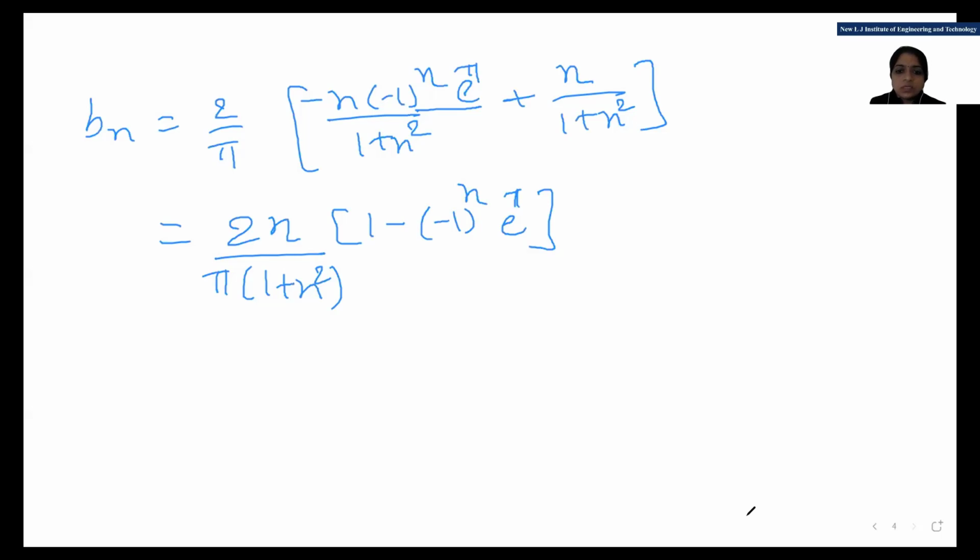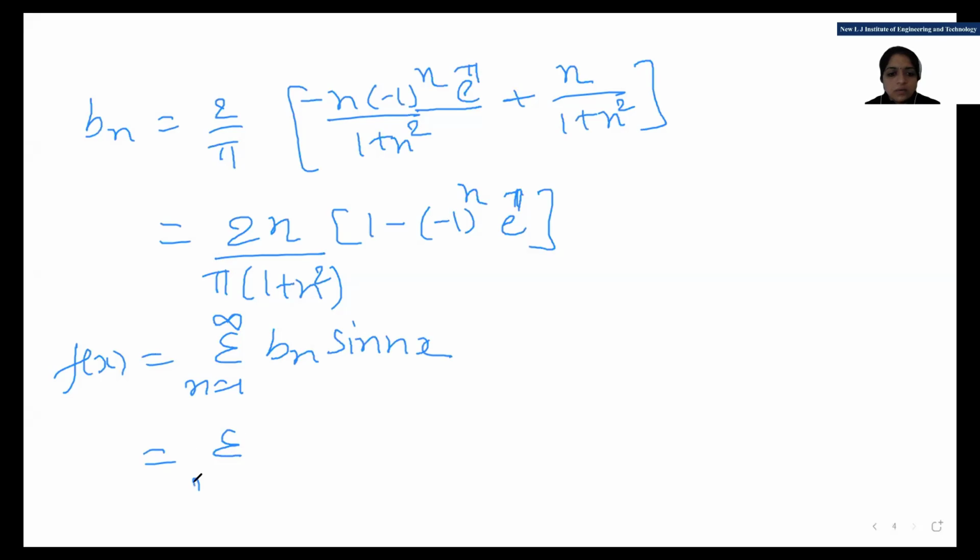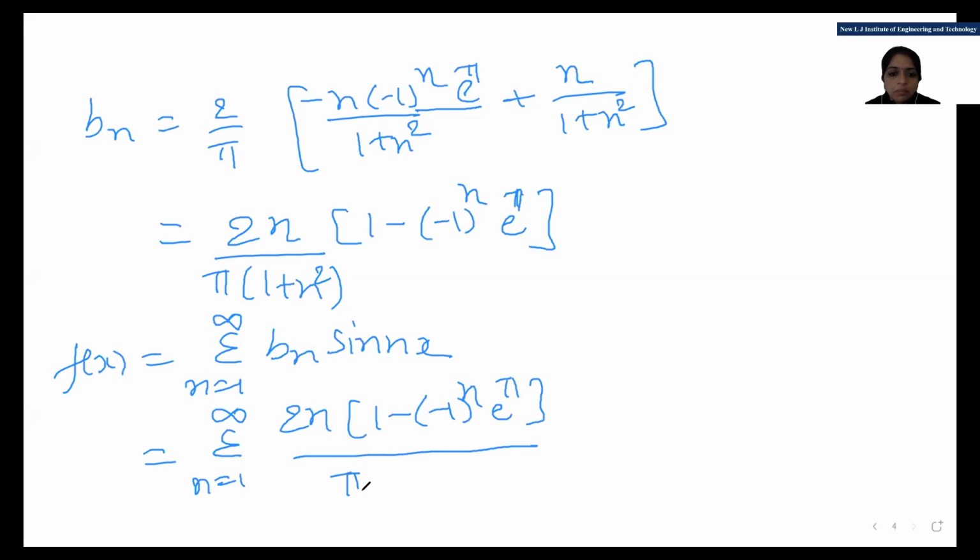Okay, students. So this is the value of bn. So for Fourier series f of x, summation n 1 to infinity bn sin nx. So summation n 1 to infinity value of bn, that is 2n 1 minus 1 raised to n e raised to pi upon pi 1 plus n square into sin nx.